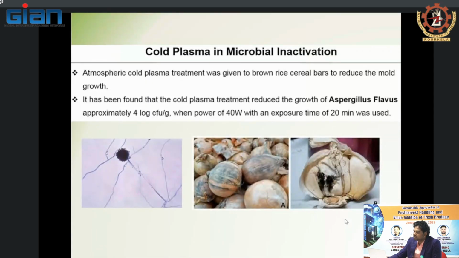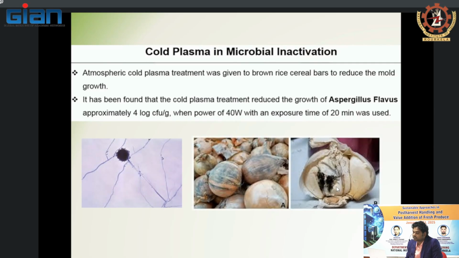As I said, this plasma treatment can destroy Aspergillus species of fungus, and it also destroys the fungal toxins which are already produced, or the residues of the toxins present in the food materials, especially in the case of onion, garlic, the black color fungus, or in the case of groundnut and chili, where the Aspergillus fungus has already produced toxins.